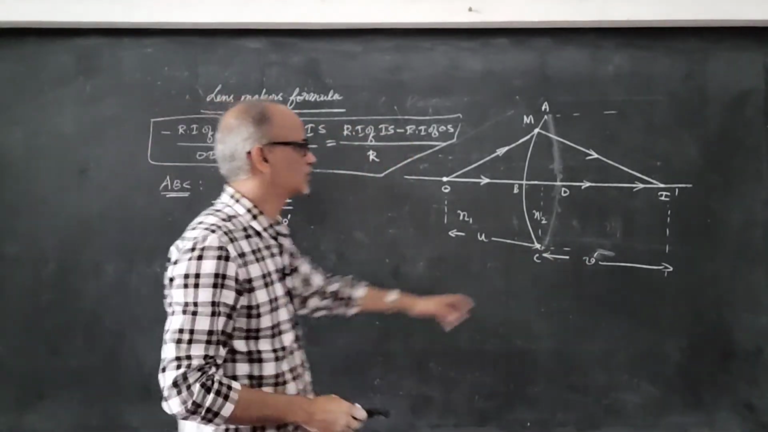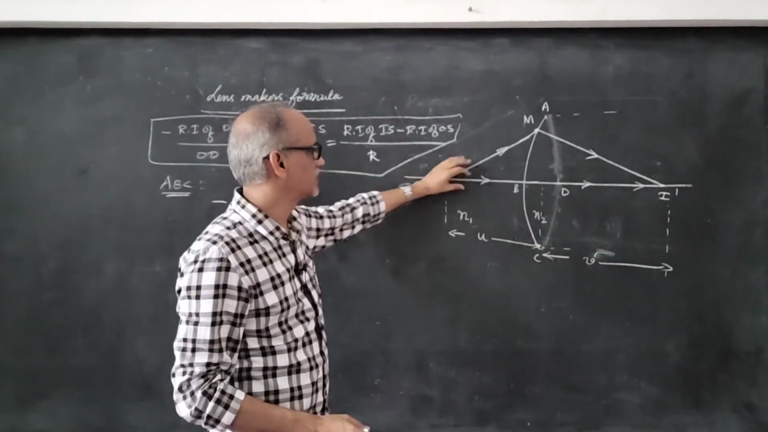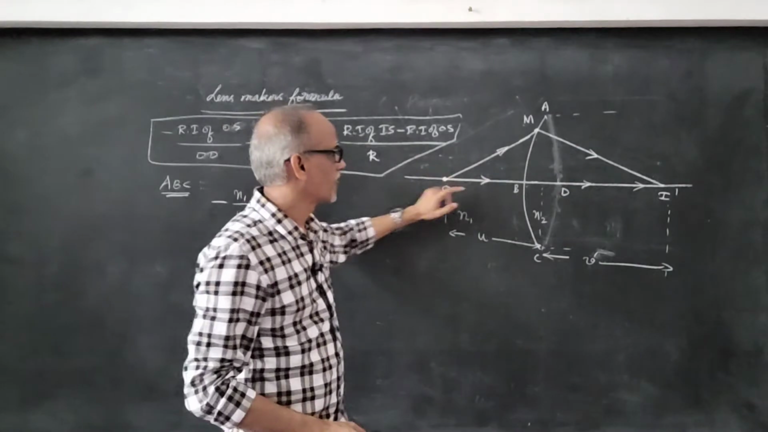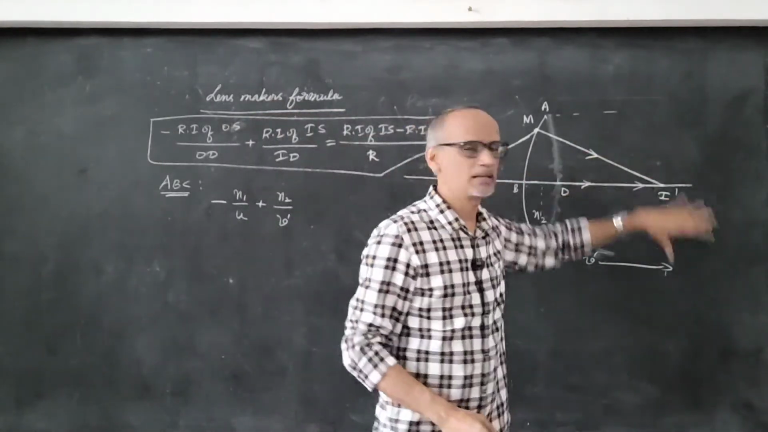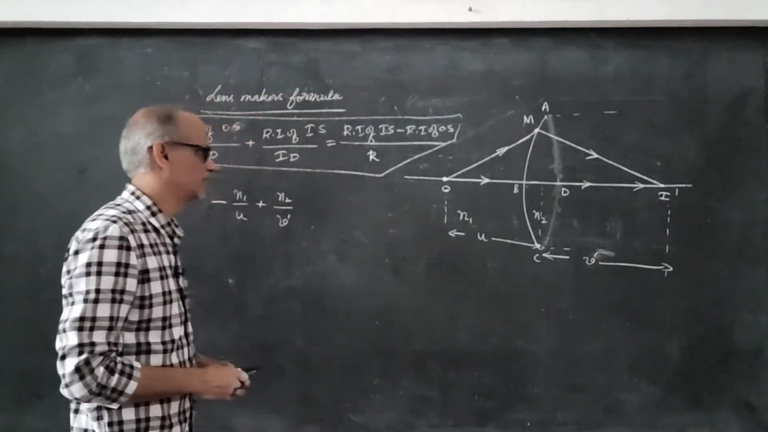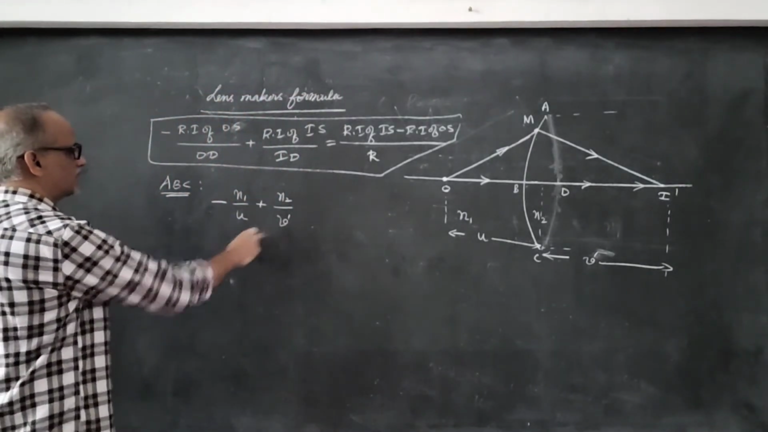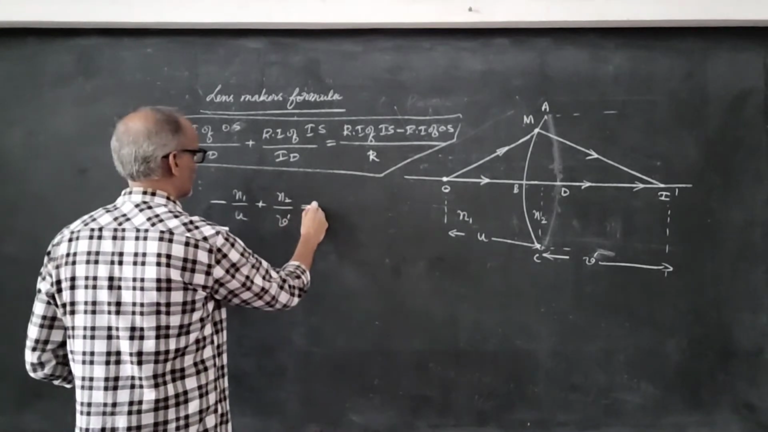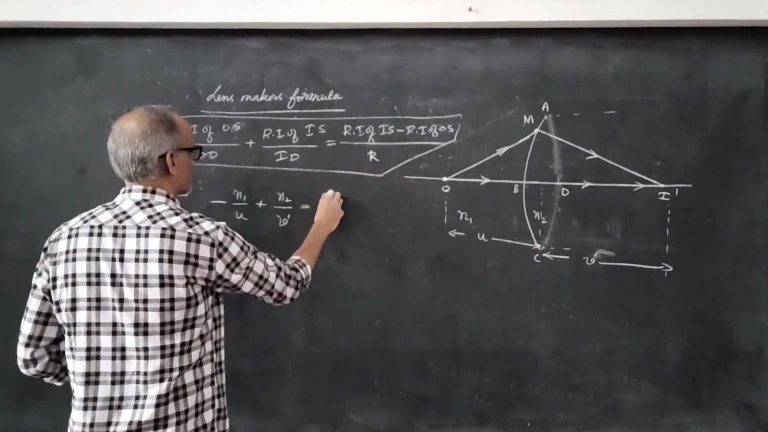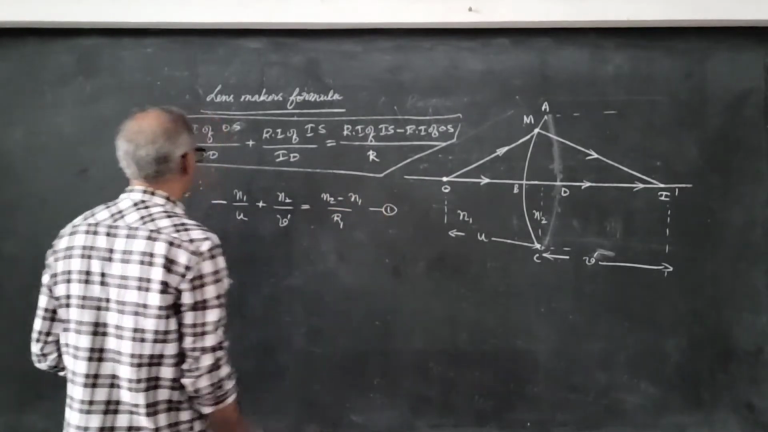So what kind of image do we get here? This is a real object because the rays really diverge from a point. This is a real image. Why is it a real image? Because the rays after the refraction really converge to point I dash. So real object distance, this is real image distance. That's equal to refractive index of image space N2 minus N1 by R1. So this is one of the equations.